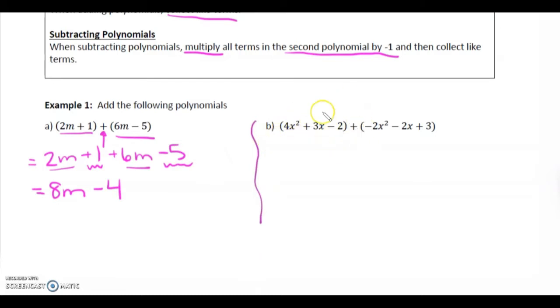Okay, the next one. Again, we have a polynomial here, a plus sign, and a polynomial here. So we don't actually have to rewrite this. All we're going to do is completely ignore the brackets and add the terms. So 4x squared minus 2x squared is going to be 2x squared. 3x minus 2x is going to be x. And -2 plus 3 is going to be +1.